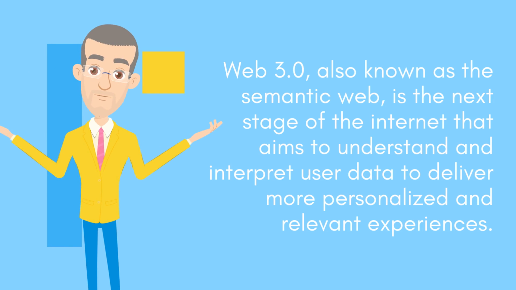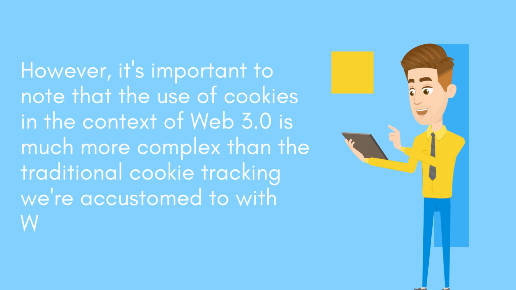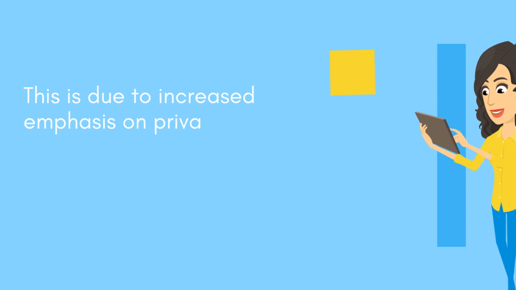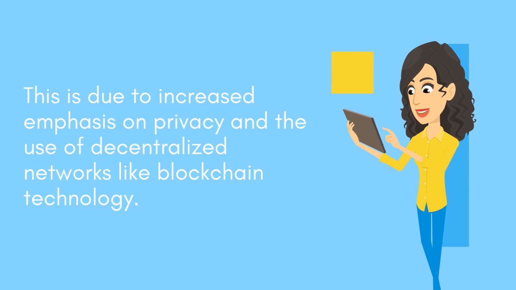Web 3.0, also known as the semantic web, is the next stage of the Internet that aims to understand and interpret user data to deliver more personalized and relevant experiences. However, it's important to note that the use of cookies in the context of Web 3.0 is much more complex than the traditional cookie tracking we're accustomed to with Web 2. This is due to increased emphasis on privacy and the use of decentralized networks like blockchain technology.